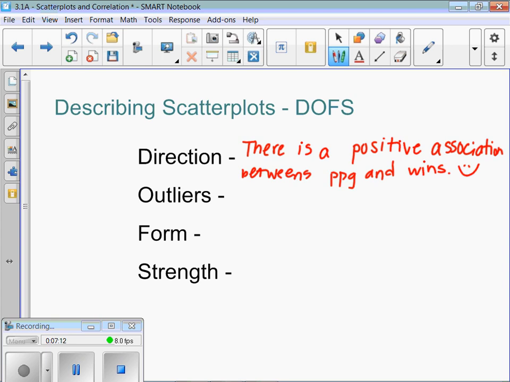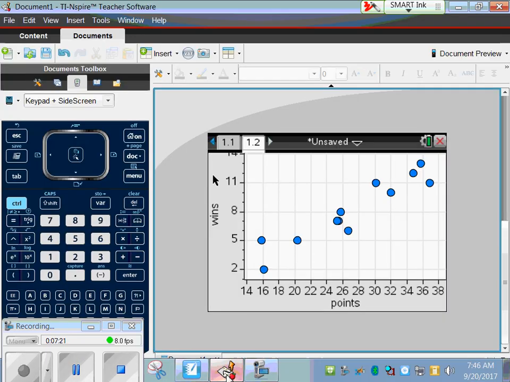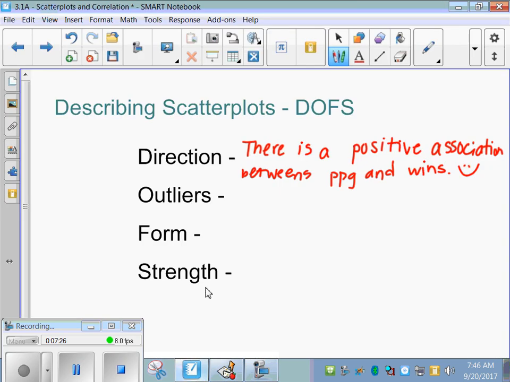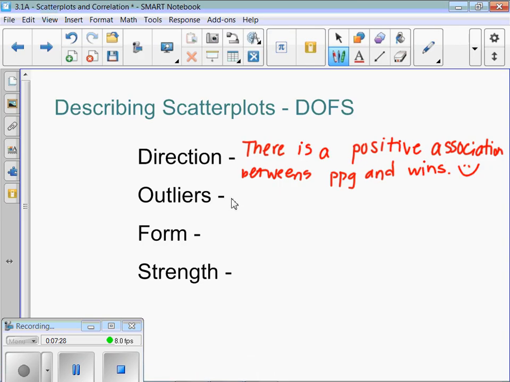Outliers would deviate from that line by a lot. So are there any teams who have a ton of points but not a lot of wins or anything like that? I would say no, there's not really any obvious outliers on this one. So I would say there does not appear to be any outliers. That word appear, right?